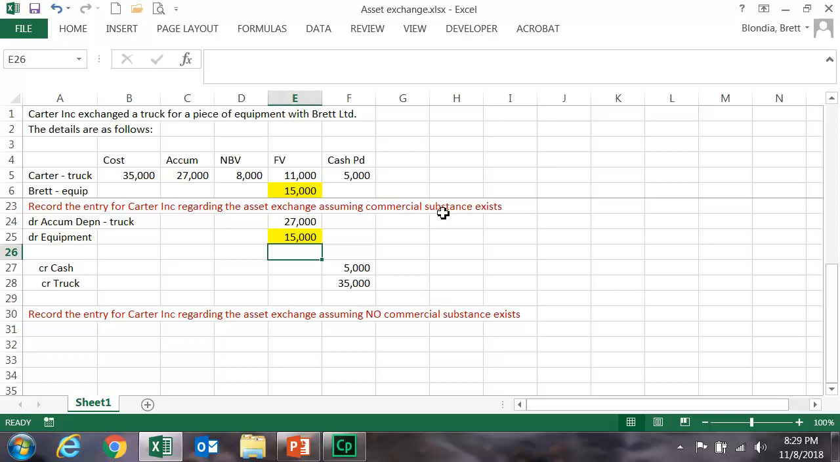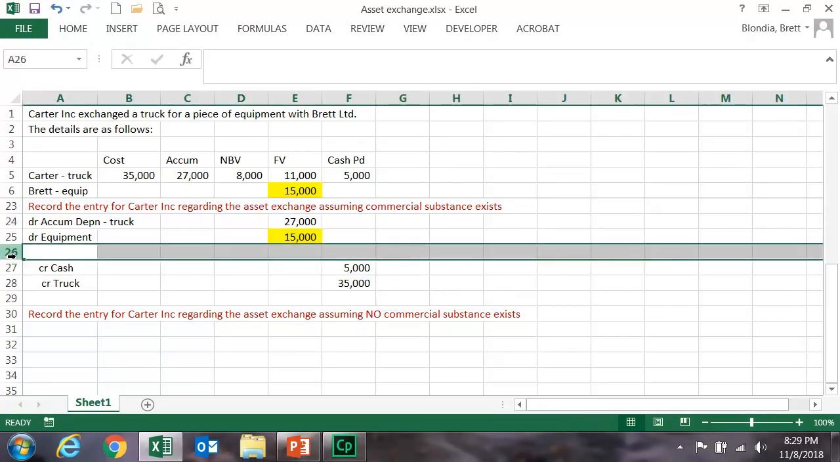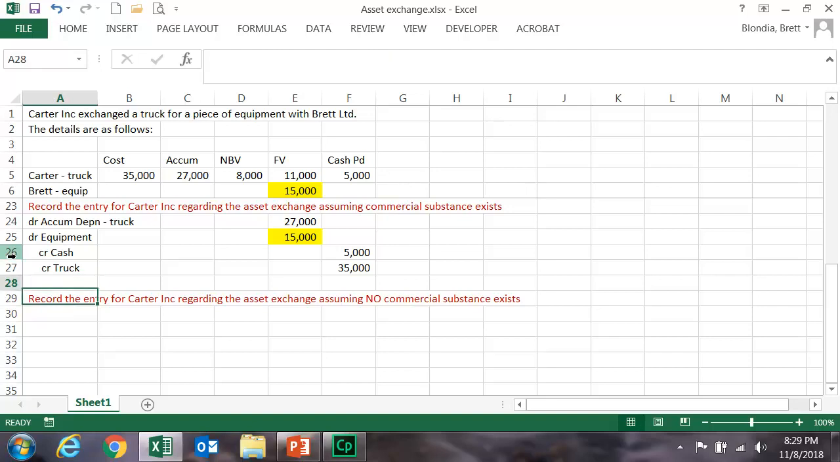Okay? Now, we've recorded the cash, gotten rid of all traces of the old asset. We've set up the new equipment. We now need to balance this transaction out. If you take a look, you've got $42,000 in debits and only $40,000 in credits. So to balance this thing out, I'm going to need another credit, which means I actually have a gain on disposal.